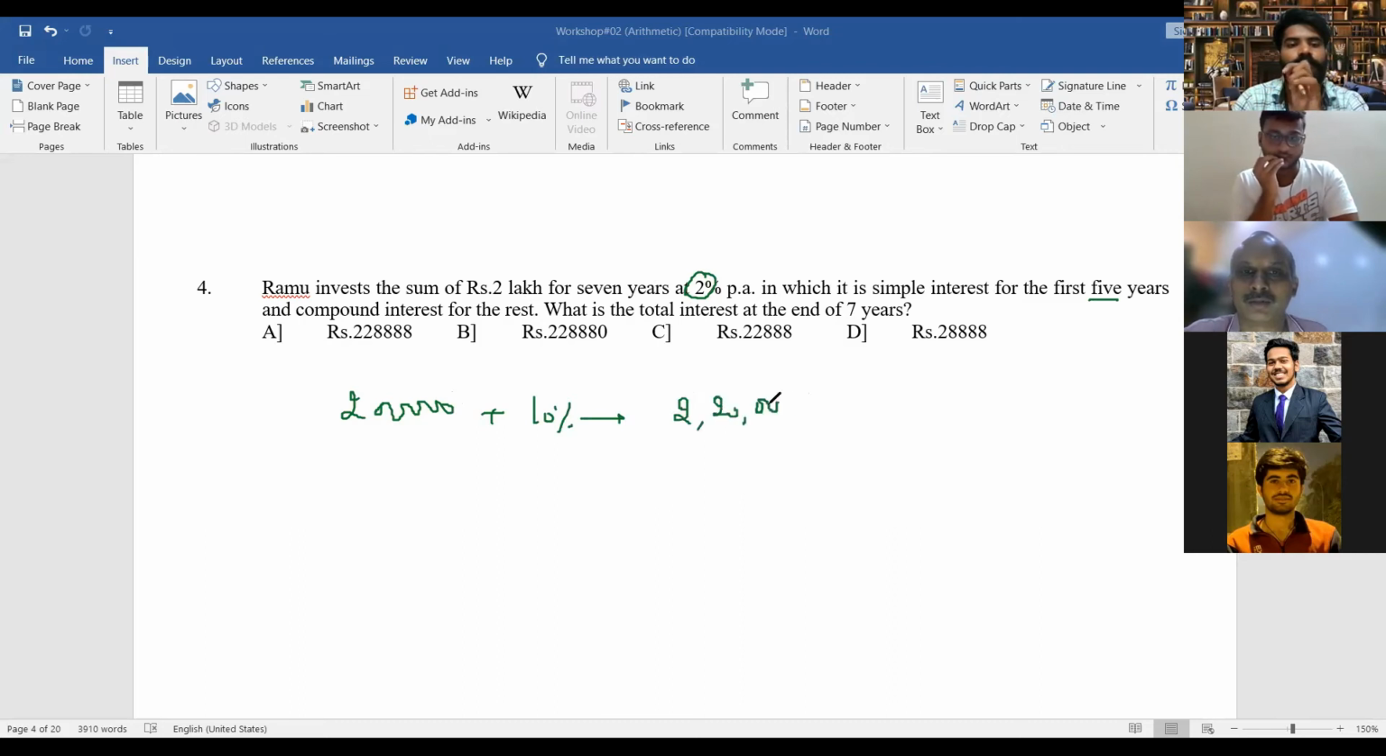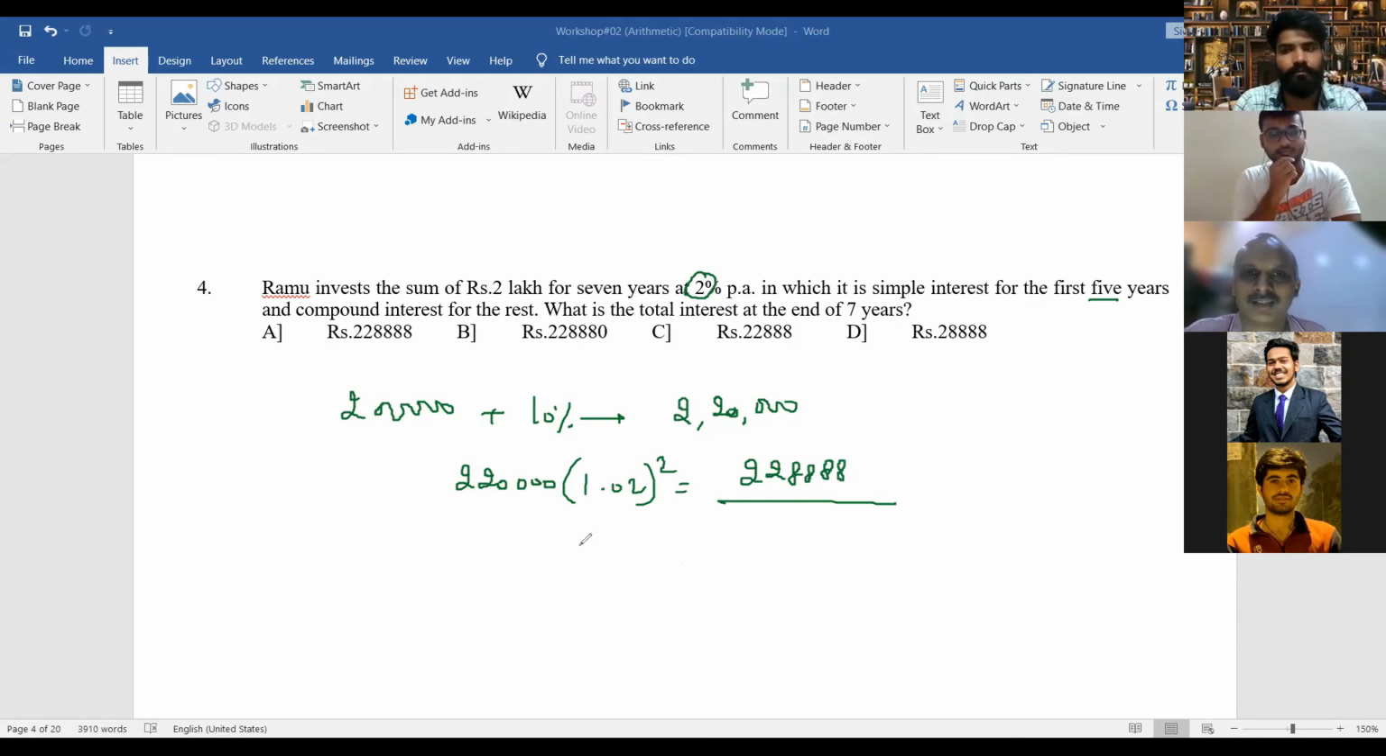Yes, sir. And then what? 2% for compounding for 2 years. So 220,000 into 1.02 squared, which you calculated. That 1.0404 comes out to 2,28,888. And then subtracting 2 lakh, you got the total interest as 28,888. Okay. Anyone else?